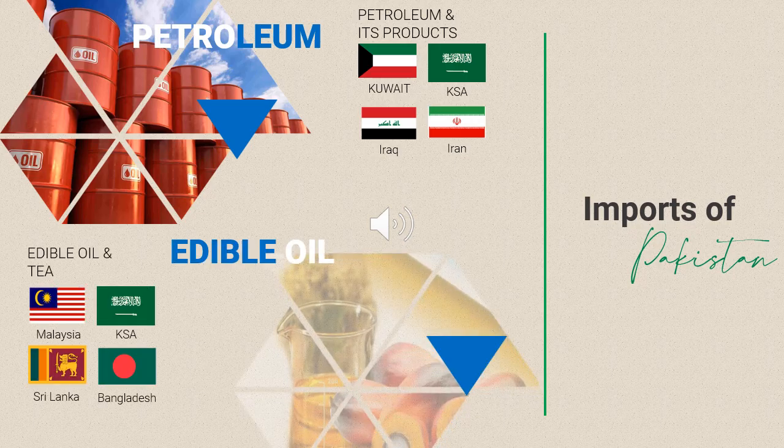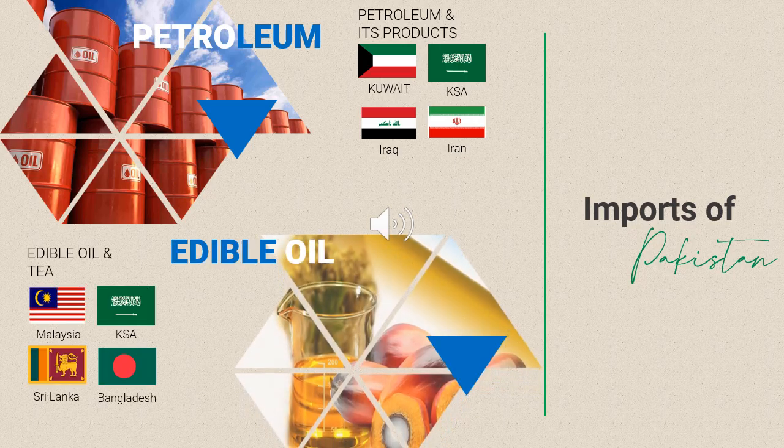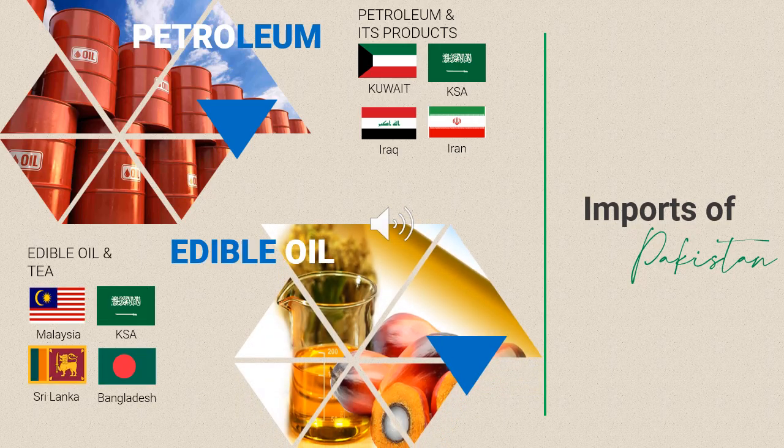Tea and edible oil. Do you know what edible oil is? It is also called cooking oil. Pakistan imports edible oil mostly from USA, Sri Lanka, and Malaysia. Tea. Tea is one of the most favorite beverage of Pakistan. Pakistan imports tea from Bangladesh and Sri Lanka.